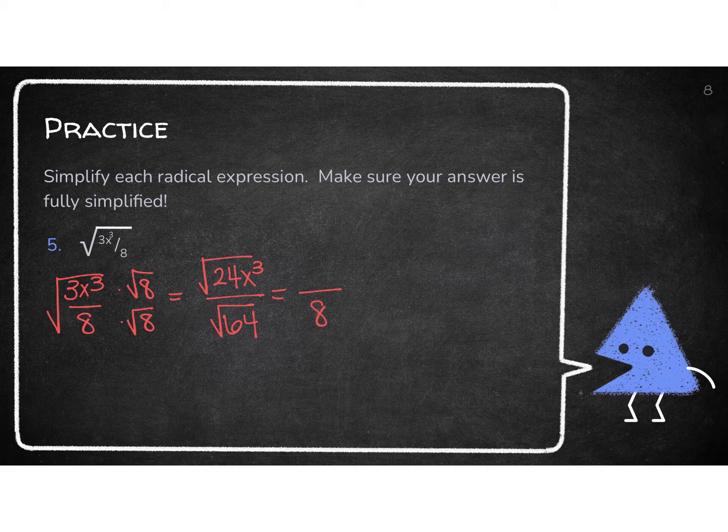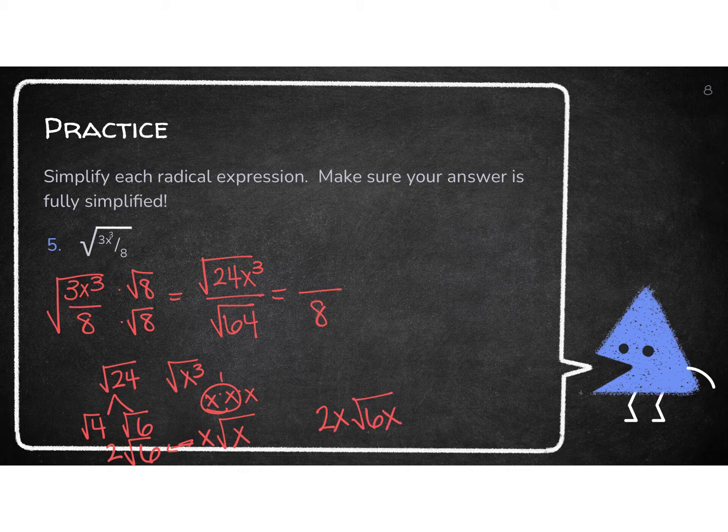I'm going to do some side work to figure out what this 24x to the third is going to be. So we're going to do it in 2 separate steps. We're going to do the 24 and we're going to do the x to the third. So 24 I'm going to split into the square root of 4 and the square root of 6, which is going to end up giving me 2 square root of 6. The x's I'm going to write out as 1, 2, 3. Circle your pairs. I have one pair that's going to come out front, square root of x. So if I put these two together, I have the 2 out front and the x out front, and then I have the square root of the 6 underneath and the x underneath.